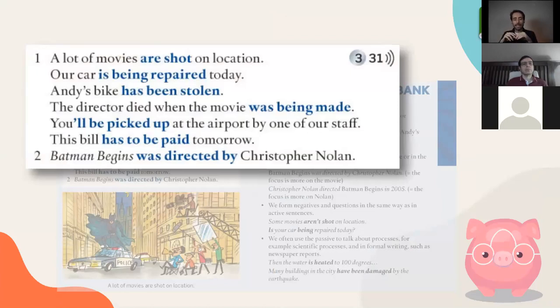Our car is being repaired today, in the present continuous form. And this bike has been stolen, using present perfect. The director died when the movie was being made. This is, of course, past continuous. You'll be picked up at the airport by one of our staff. We're using the future with will. And this bill has to be paid tomorrow. Here we're using have to.